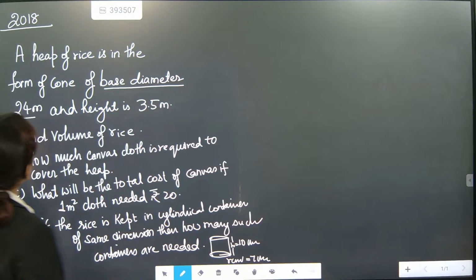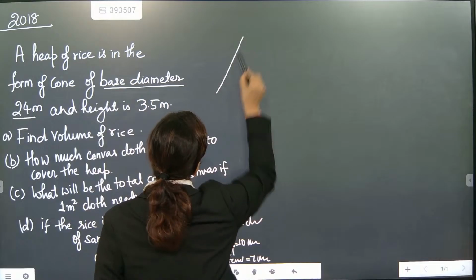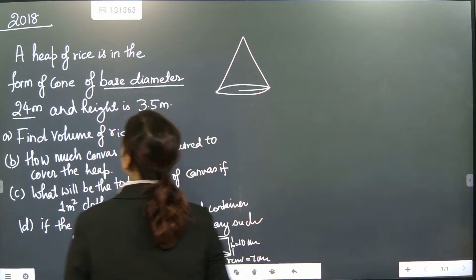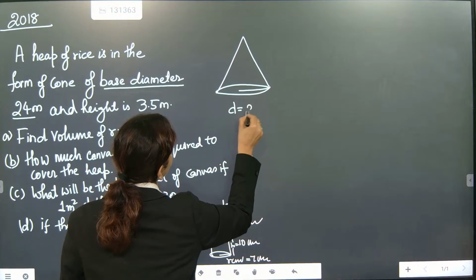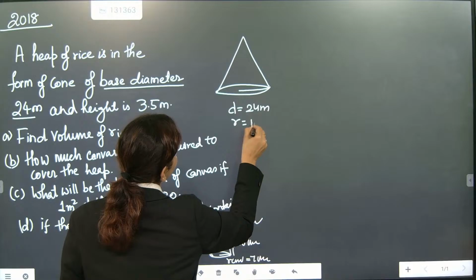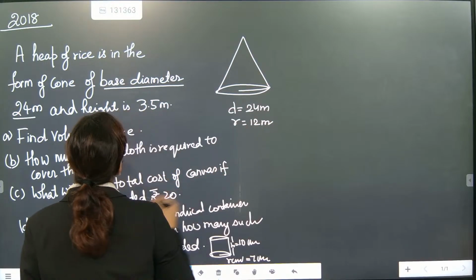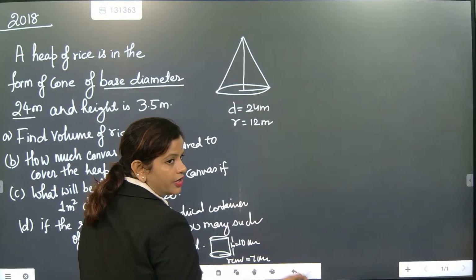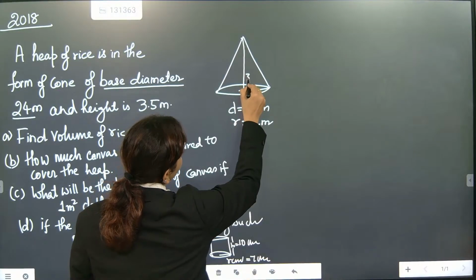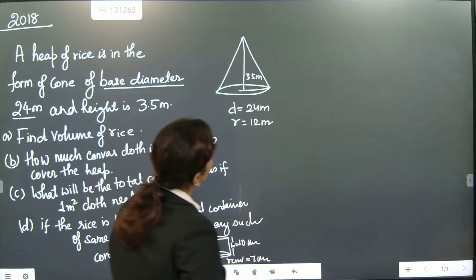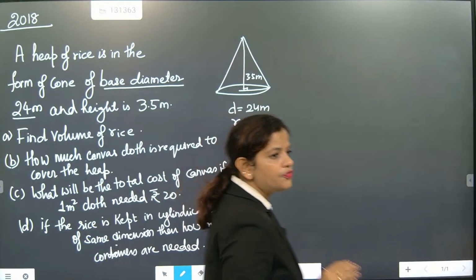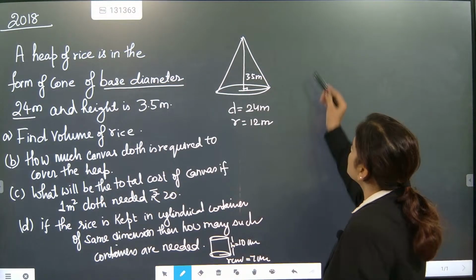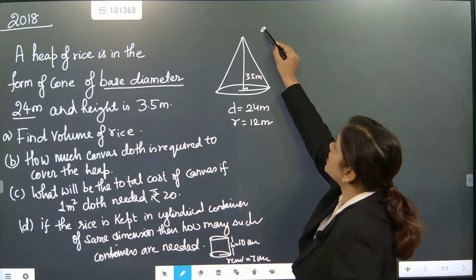So now look here. A heap of rice is in the form of a cone, base diameter is given. Shall we check this part out? Understood now. So the diameter is 24 meter, so the radius will be 12 meter. Then height is given as 3.5 meter. So we have to find first the volume. What is the formula for volume? The formula for volume will be easy only. First part they are asking volume.